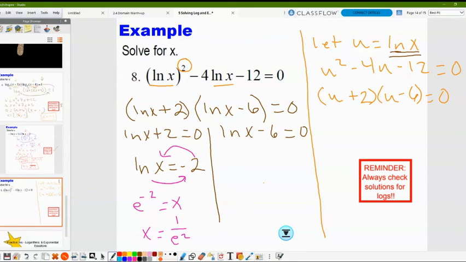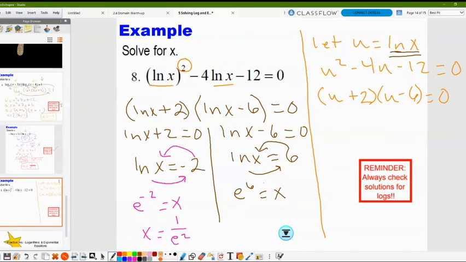Okay, let's do the same thing on the other side. I'm going to add 6 to both sides. That gives me natural log of x equals 6. Then I'm going to rewrite it in exponential form. My base is e because it's a natural log, so e to the 6th equals x, and I'll just leave that as that.